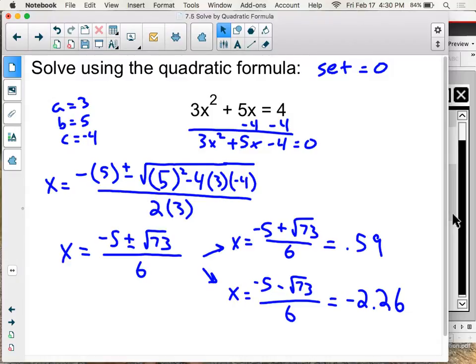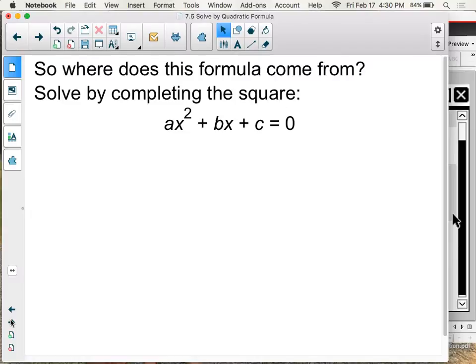So what I'd like you to do now, perhaps you're wondering, where does this formula come from? Who just invented it? I'm really big on showing you where the formula comes from. I like you to see where things happen. So what I'm going to do is complete the square on the general form of ax squared plus bx plus c equals 0. I'm going to complete the square with all my letters.